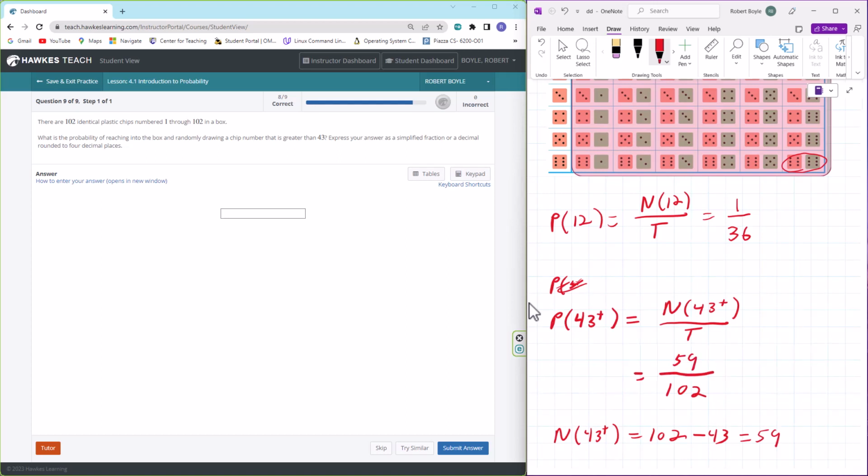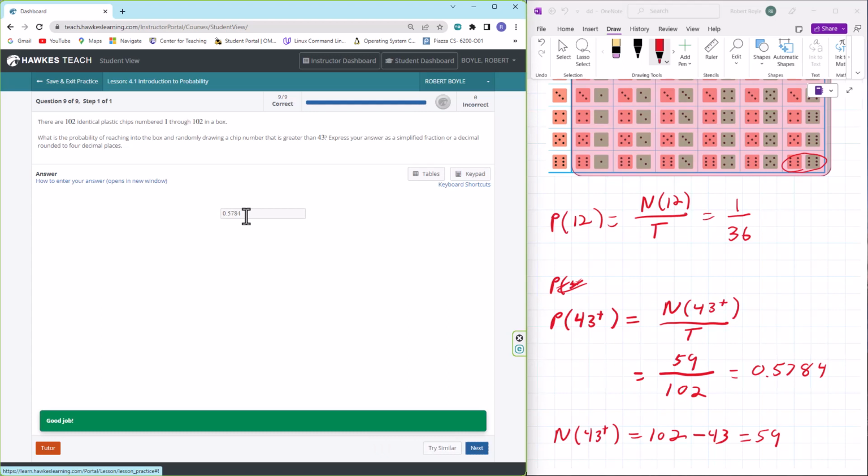So we can enter in 59/102, or we could write this as a decimal, which would be 0.5785784. So let's go ahead and see if that works. And it does. And that is how you do your homework.